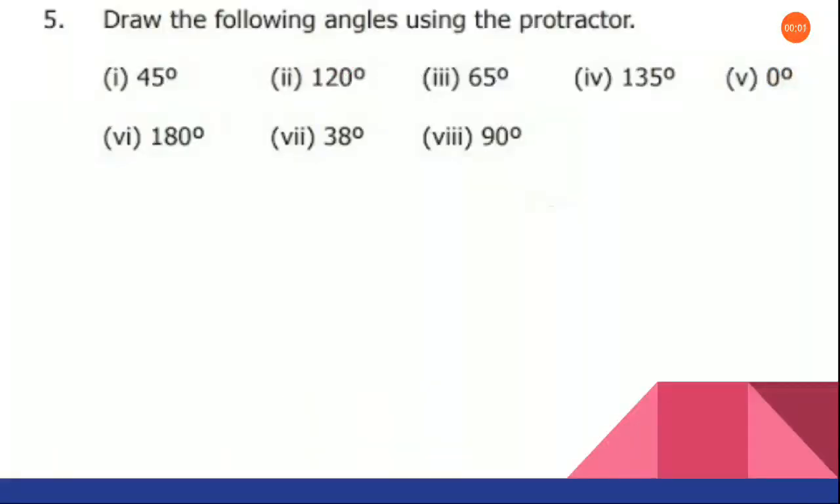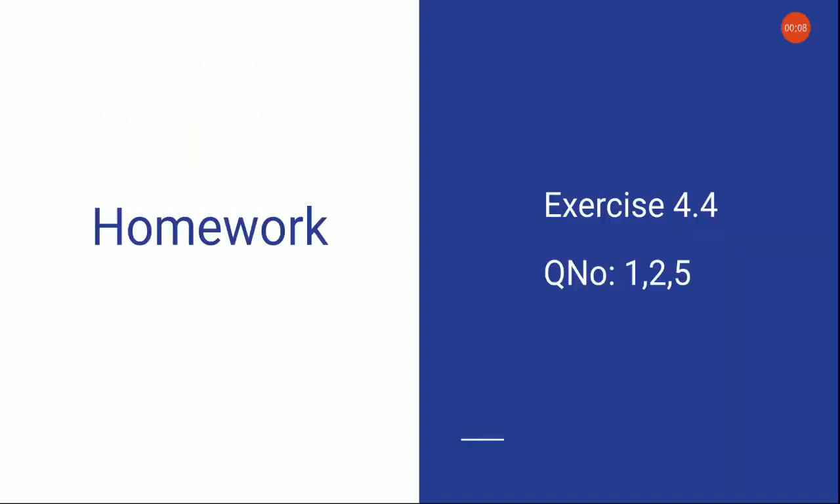Same way you are going to draw the 6, 7 and 8 subdivisions also. So for today's homework, you will be solving questions number 1, 2 and 5, all the subdivisions. There are 8 subdivisions. You are going to take a protractor and scale and mark all the angles one by one. Clear, children? If you are having any doubts, please ask me.